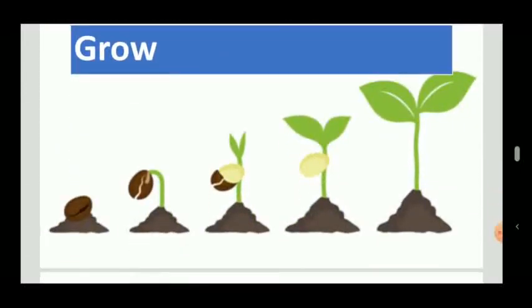Here you can see the picture of a plant which is growing. In the first picture you can see a seed. In the second picture it has a stem. Then in the third picture it has a leaf. Then in the fourth picture it grows, and in the fifth picture there is a big plant. So like plants we also grow. Like plants, animals also grow. Like plants, birds also grow. So the things that can grow are living things.